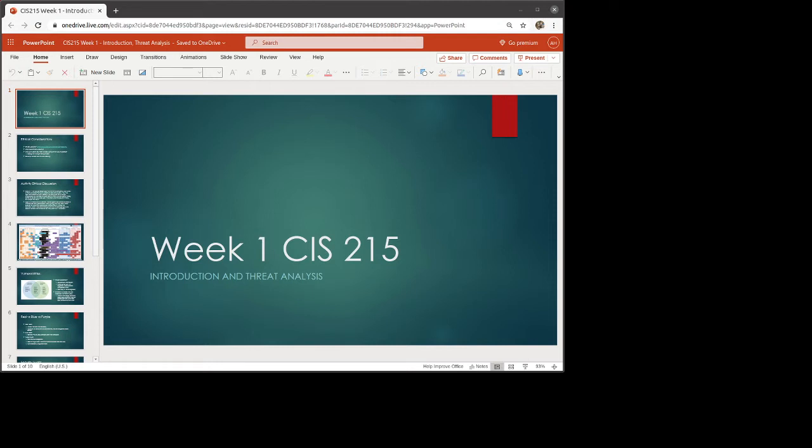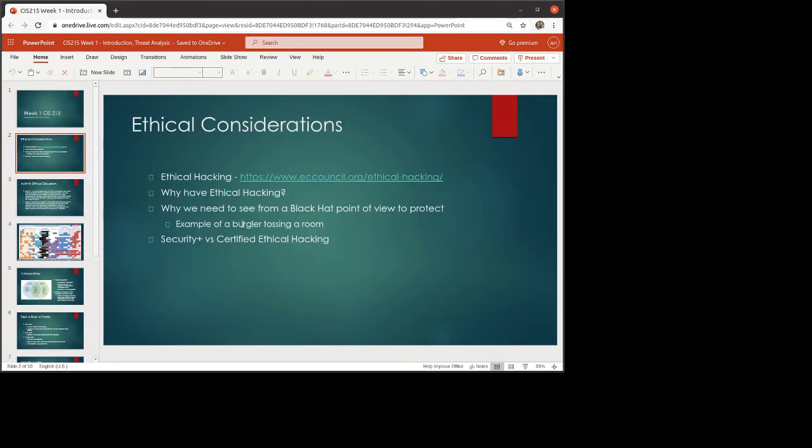Week one, introduction. What we're going to be talking about in week one is some ethical considerations. The objectives are being able to talk about some basic ethical considerations in regards to security, talk about the uses of a security audit and a pen test, and talk about some of the ways that we can detect some recon activities. So the first thing that we should think about is ethical hacking.